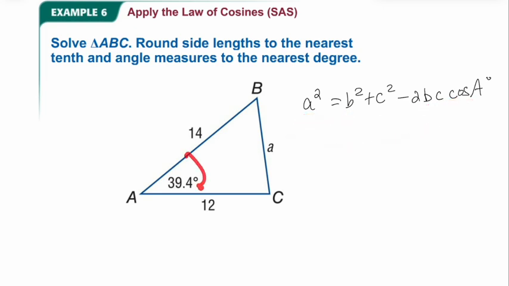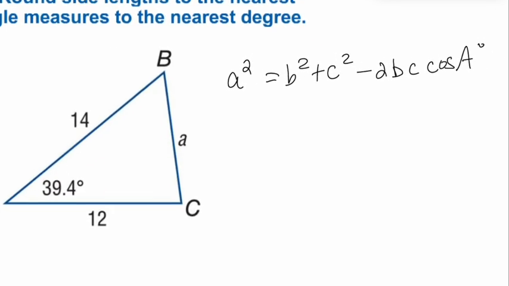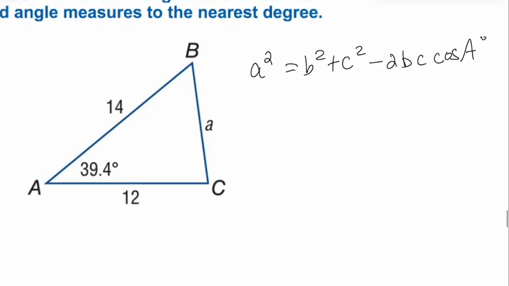So if we're only given information about one angle, that's the angle we have to have showing up in our problem. Okay. Now that we've done that, let's go ahead and plop the information into our formula. I don't know what A is. B is 12. That's the one across from B.